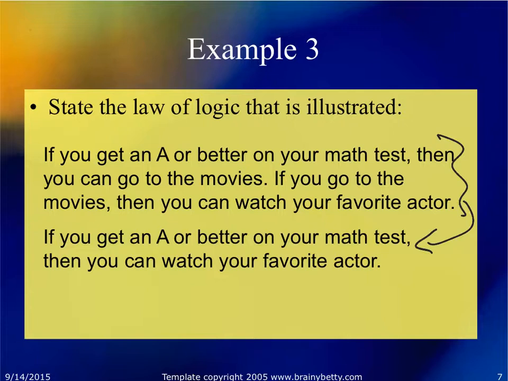Which law did they use here? Yes? Law of syllogism. Perfect. They used the law of syllogism. Good.